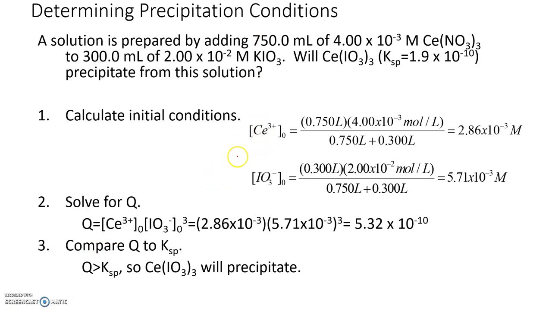Here's an example I've worked out using the little flow chart in the last slide. The question is this: a solution is prepared by adding 750 milliliters of a 4 times 10 to the negative third molar solution of cerium nitrate to 300 milliliters of a 2 times 10 to the negative second molar potassium iodate. Will the cerium iodate precipitation occur? And I gave you the KSP for this particular substance.